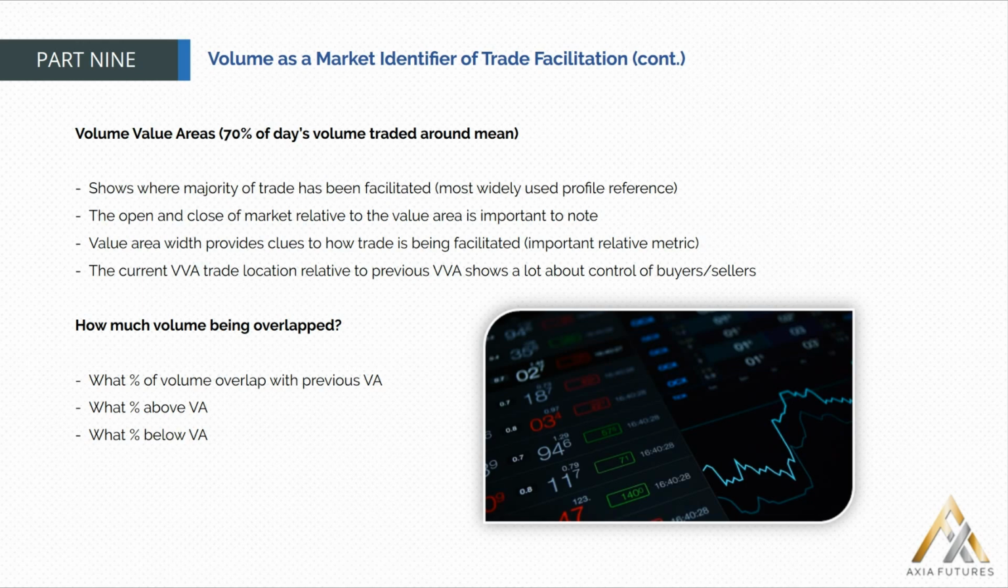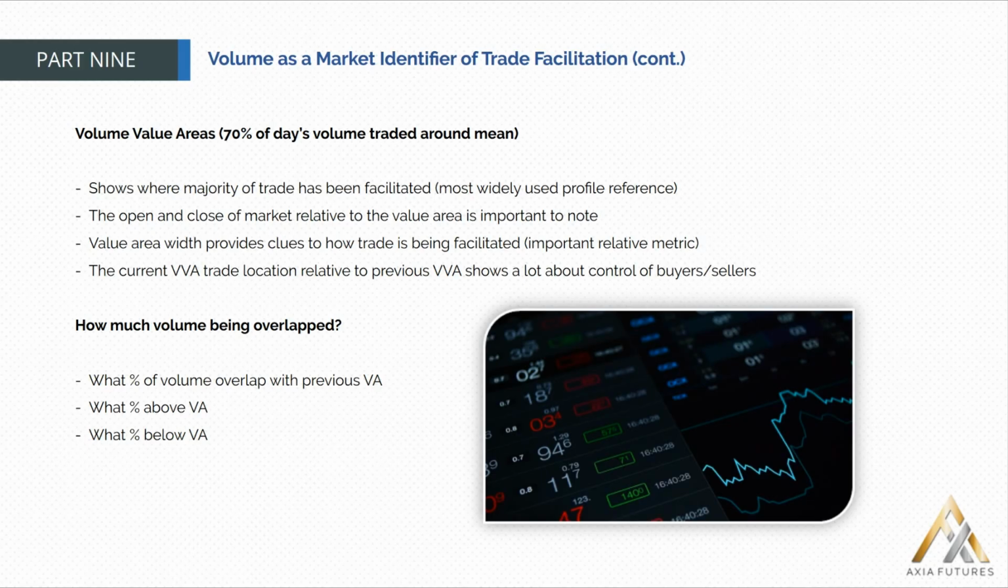So firstly, the volume value area shows where the majority of trade has been facilitated. Okay, so it shows us where the majority of the trade was transacted over a series of prices. Now, the open and close of the market relative to the value area is important to note. So for instance, if the market accepts value at the lower bound of prices over a period of a day, but closes on the high, that's telling us a lot about what occurred or the fight that went on during the day and who won the battle.